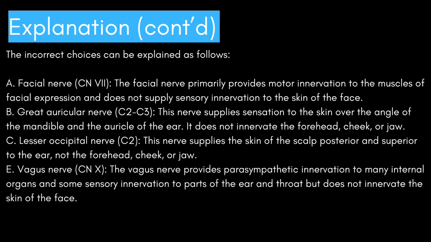C, lesser occipital nerve, C2. This nerve supplies the skin of the scalp posterior and superior to the ear, not the forehead, cheek, or jaw. E, vagus nerve, cranial nerve 10. The vagus nerve provides parasympathetic innervation to many internal organs and some sensory innervation to parts of the ear and throat, but does not innervate the skin of the face.